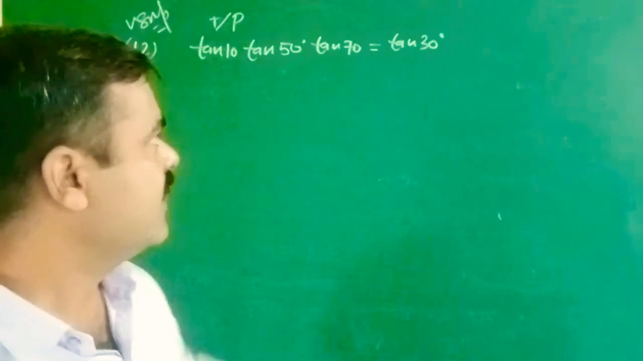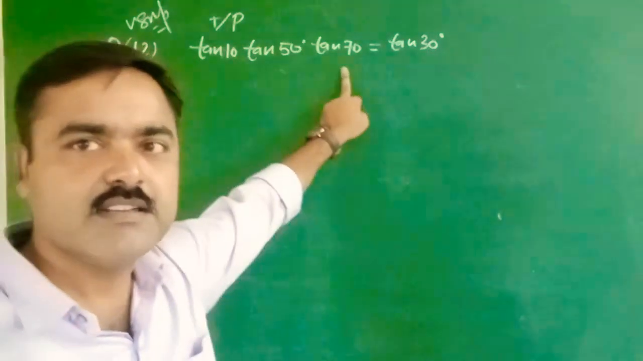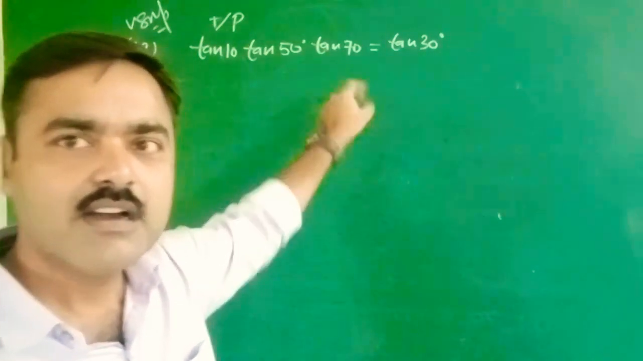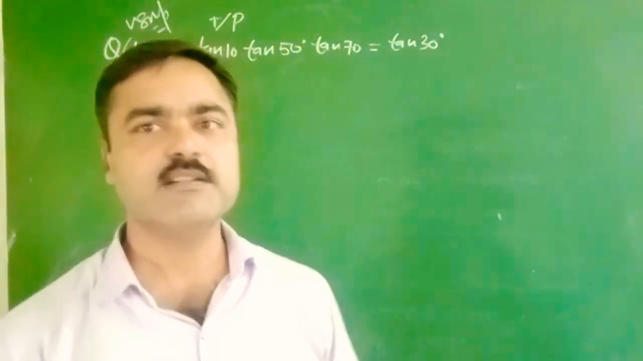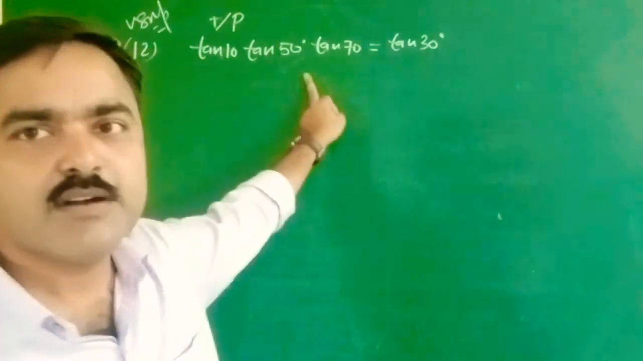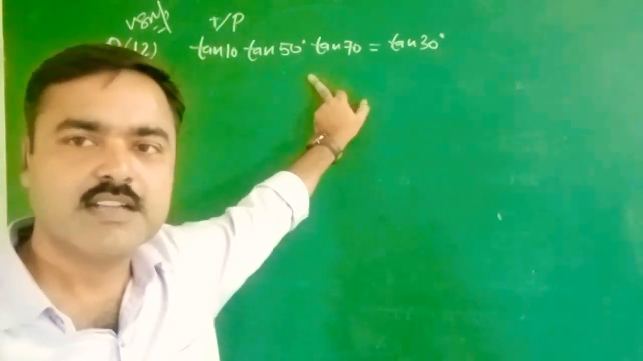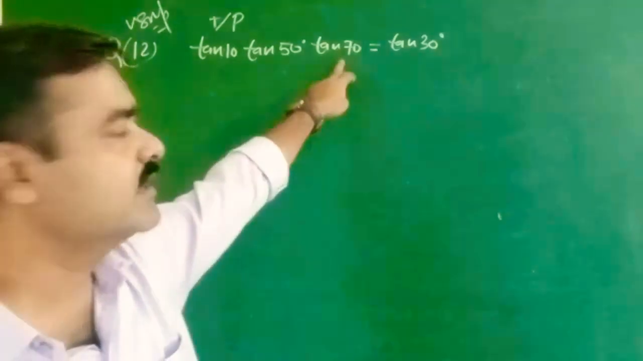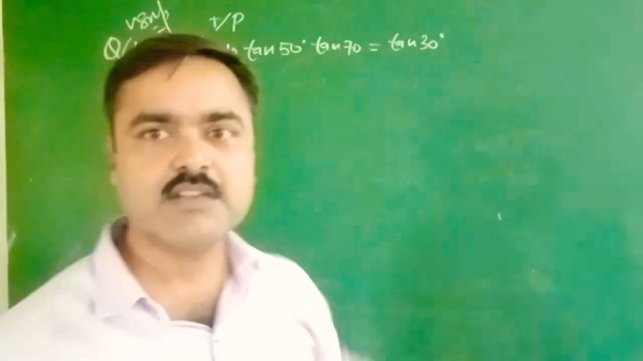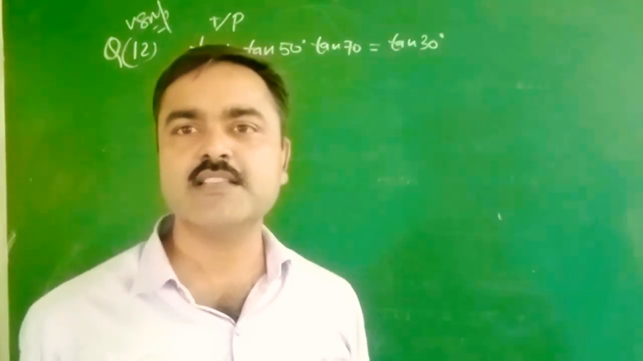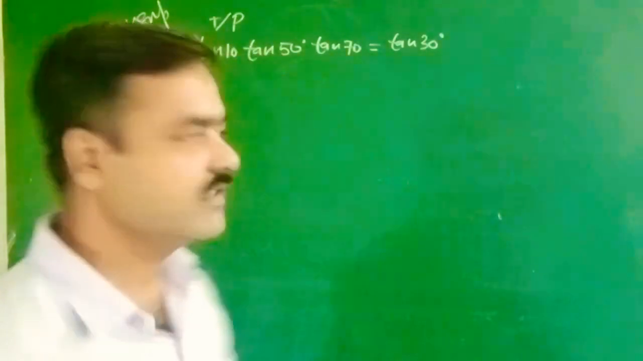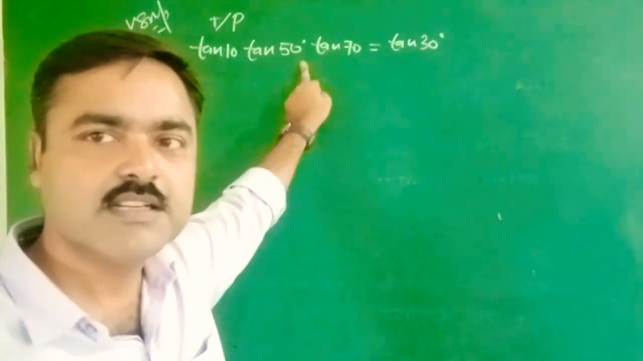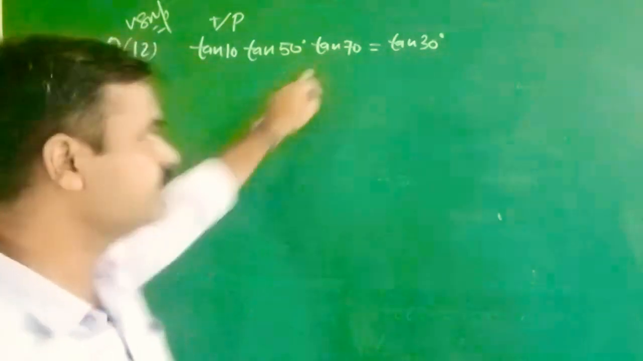See here. Either you may convert tan 70 into the smallest angle, tan 50 into the smallest angle, or directly you can convert this one in terms of sin upon cos. You know tan theta equals sin theta upon cos theta. So I am going to convert this into a small angle, because 70 may be written as 90 minus 20 and 50 may be written as 90 minus 40. So see here what I am going to do.